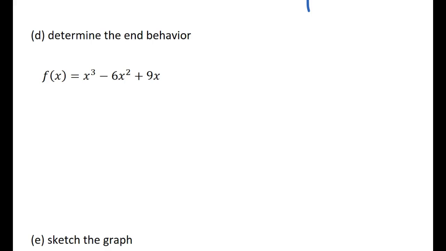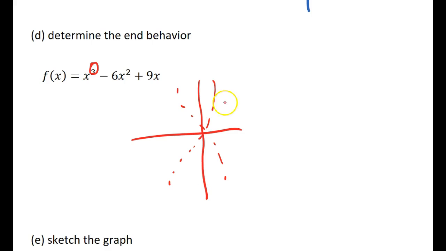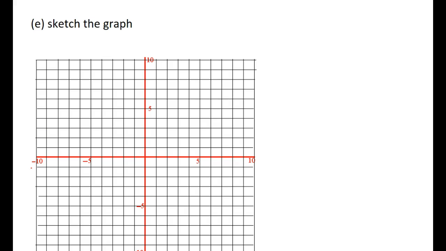Okay, so determine the end behavior. Okay, so this is an odd degree, which means it's going to be going either like this or like this. So how do we know which way it goes? Well, we're going to look at the lead coefficient, and the lead coefficient is positive, which means that it will increase as we go from left to right. So our end behavior is it's increasing as we go from left to right, and it's decreasing as we go from right to left.